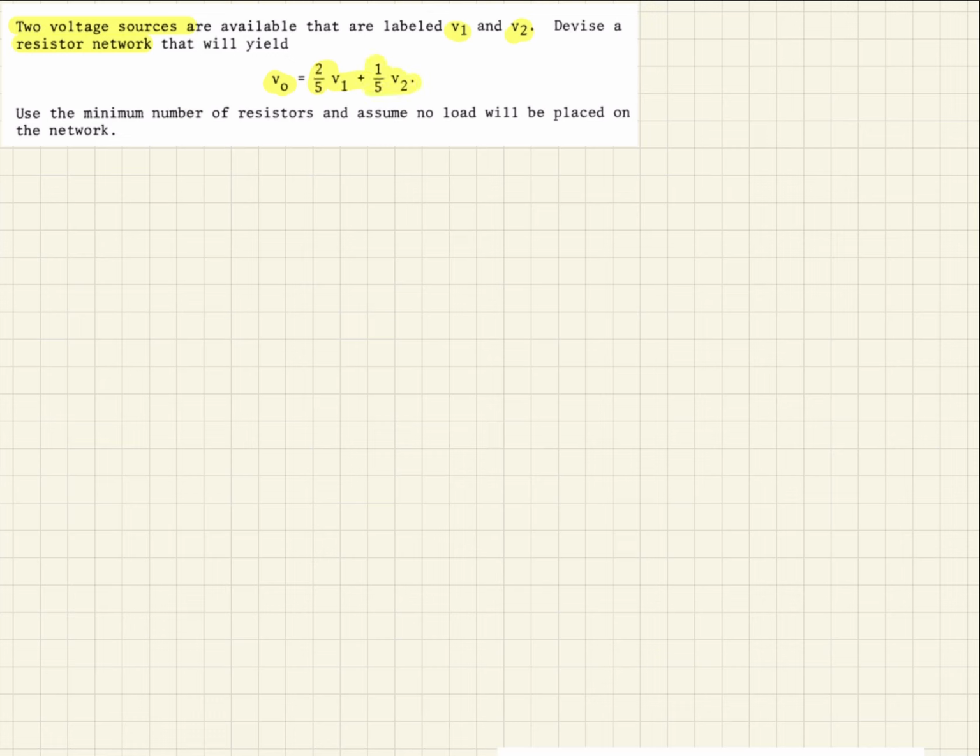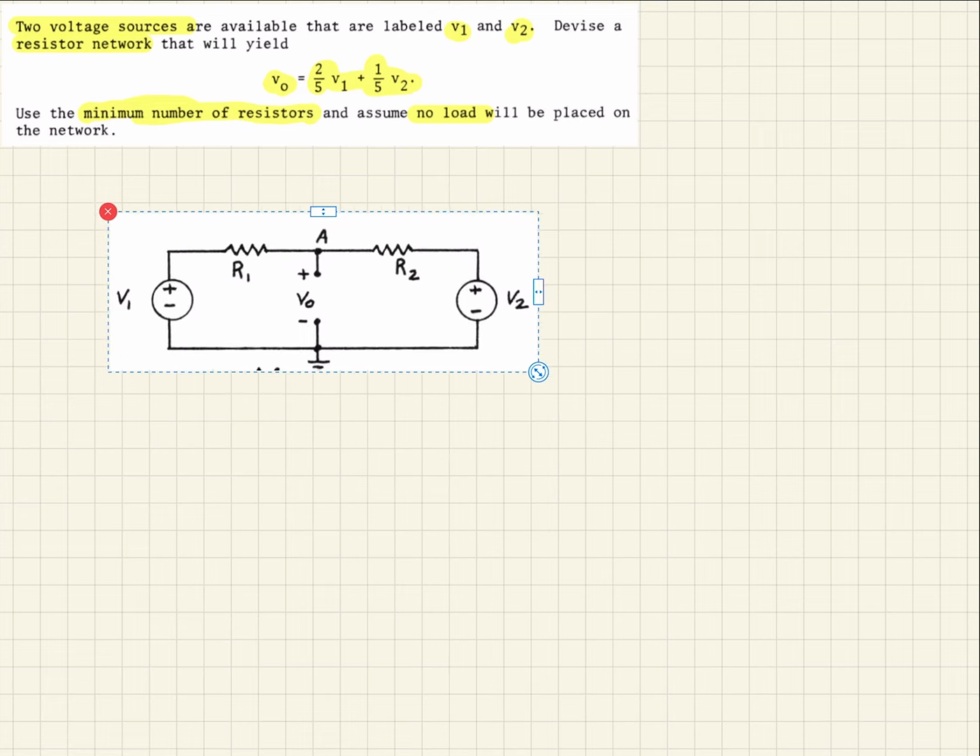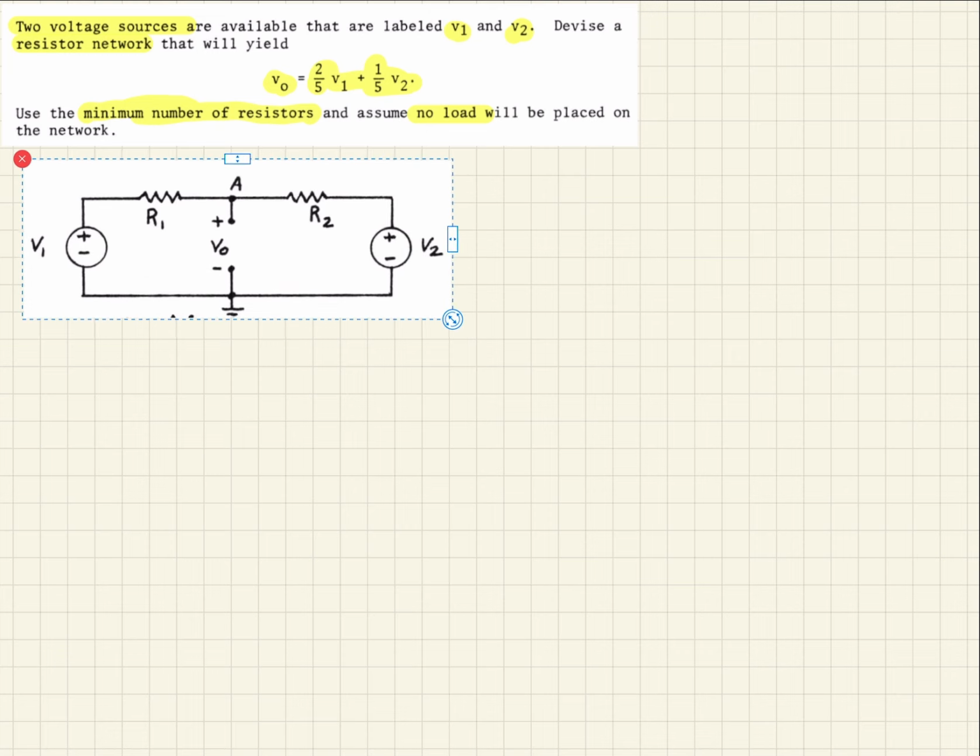Now, in addition to this, they're also asking us to use the minimum number of resistors, and we're to assume that there'll be no load on the network. So these are some pretty specific criteria. Again, two voltage sources, minimum resistors, no load on the output voltage. So for the first pass, we want to think about how to do that. There may be multiple ways to do it, but this seems to be the most simple approach.